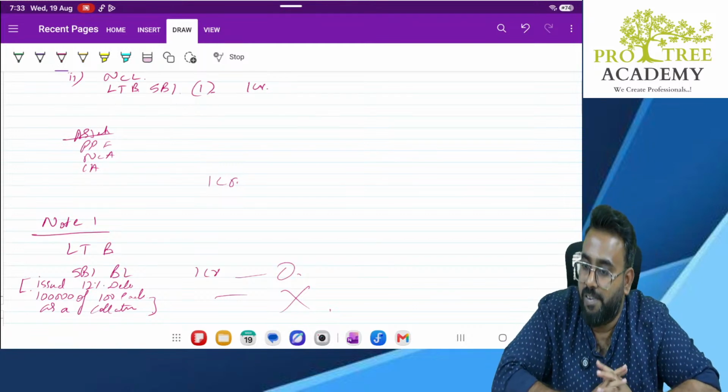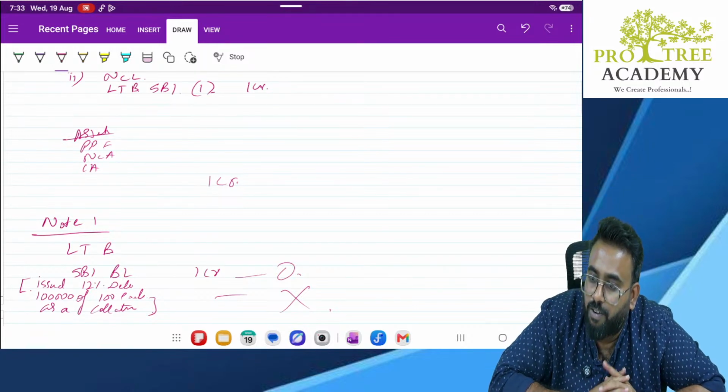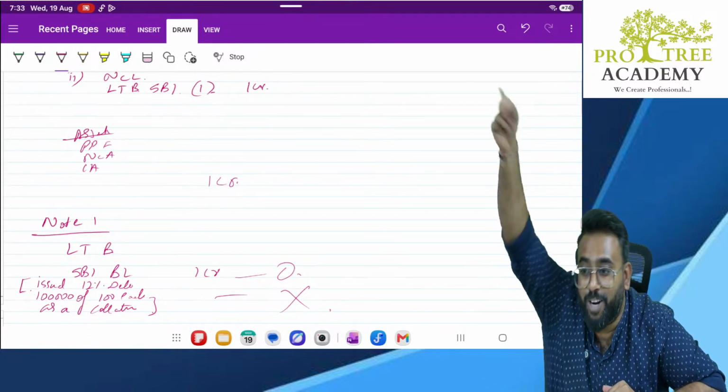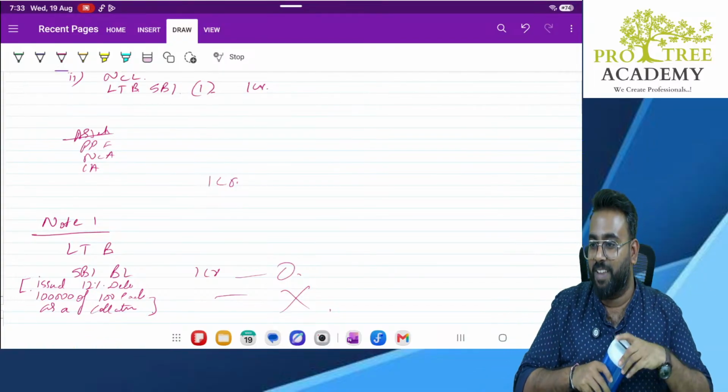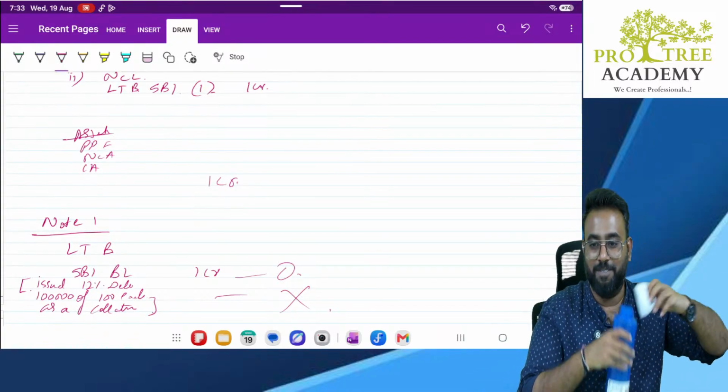Sir, but the bank will give 1 crore. Yes, on that, interest will be there, sir. That is loan interest. That is not debenture interest. You must pay interest on that loan.